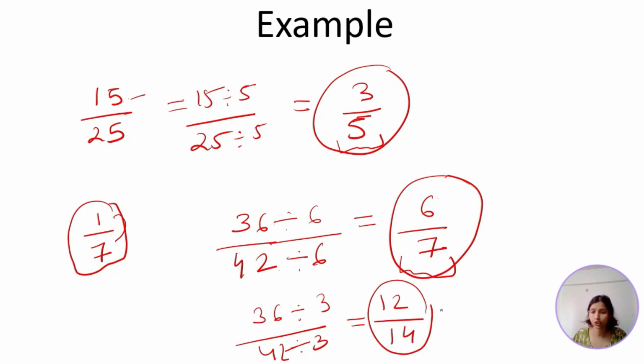I will get a fraction which may need further simplification. So in this case 12/14 further needs to be simplified. I can divide the numerator and denominator by 2. They have a common factor 2 and eventually I will get 6 by 7. So to directly get the fraction in the simplest form, you can divide the numerator and denominator by their highest common factor. Or you can do it in these steps till you get the fraction which is in the simplest form.